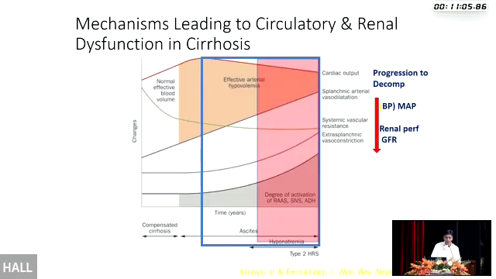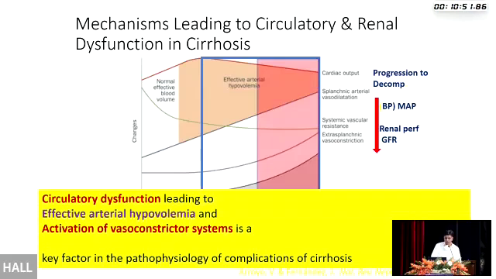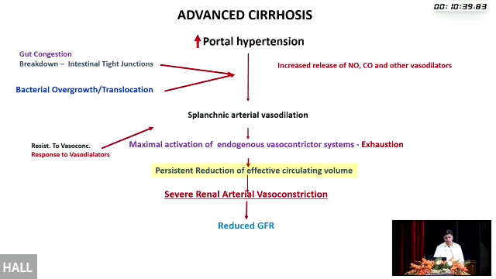But with the progression of disease, the effective arterial blood volume becomes much less. There is more and more water retention and AKI development and decreased GFR. And here the ascites that develops becomes very refractory to treatment. So basically, it's a circulatory dysfunction leading to effective arterial hypovolemia in presence of maximum activation of the vasoconstrictor system that leads to development of refractory ascites and all its complications.